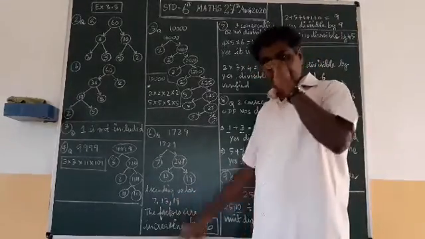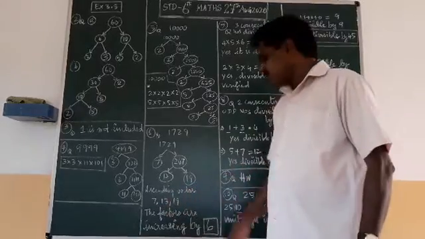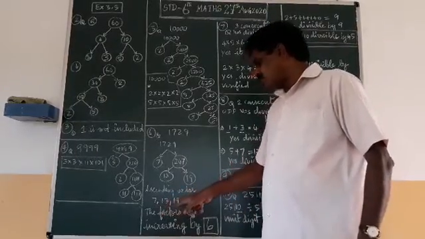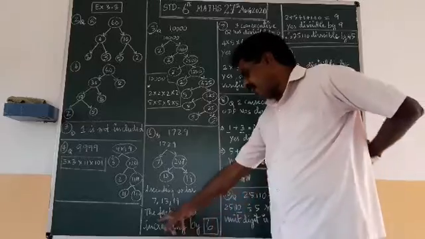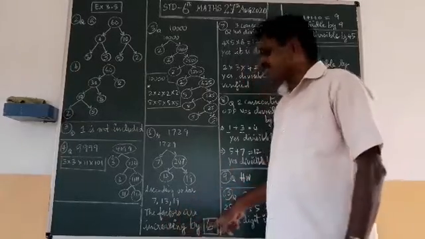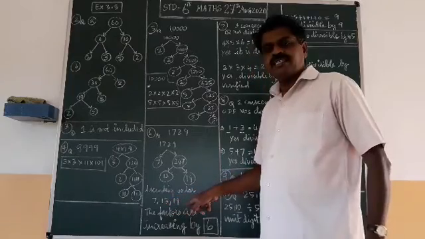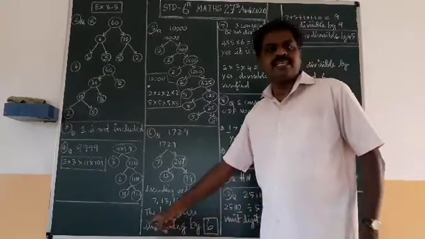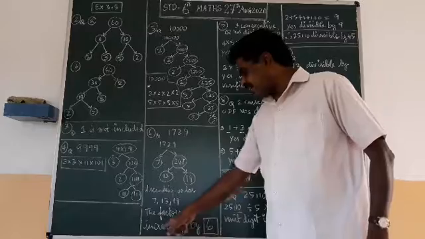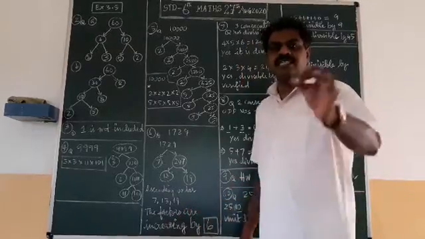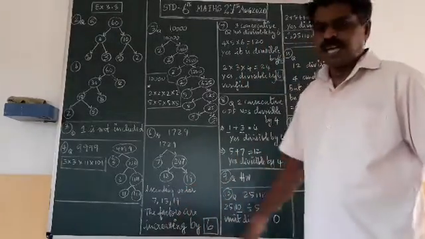They are asking what is the relation between these factors. See, 7, 13, 19. The factors are increasing by 6. See, 7 plus 6 is 13, 13 plus 6 is 19. Like that it is increasing. That is the relationship: the factors are increasing by 6. That is the relationship between the factors.